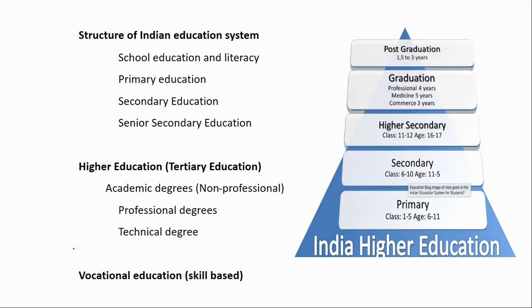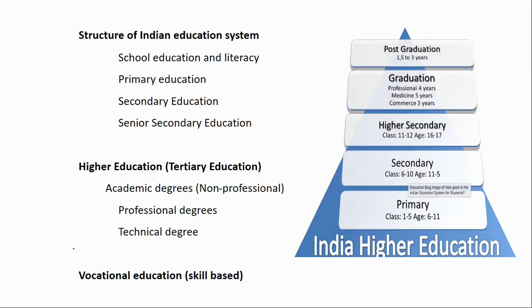And then we have graduation, consisting of, as per the new educational policy, a certain number of years, and then post graduation. So this is what we have noticed in our education system. The structure of the education system is school, consisting of primary, secondary and senior education. We have higher education, where we have tertiary education, which includes not only academic degrees but also professional and technical degrees. And vocational is talking about skill-based education. So that's what we have seen.